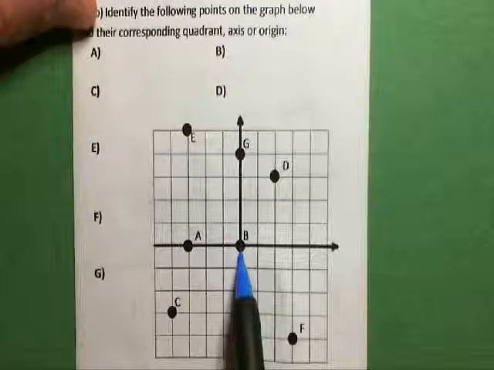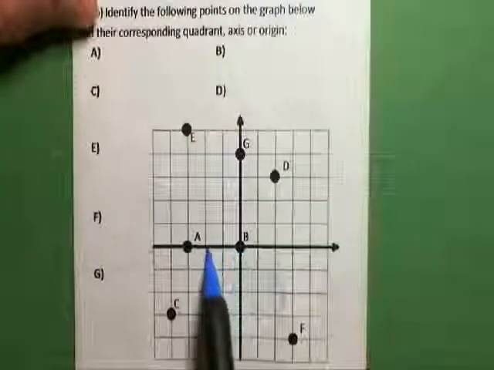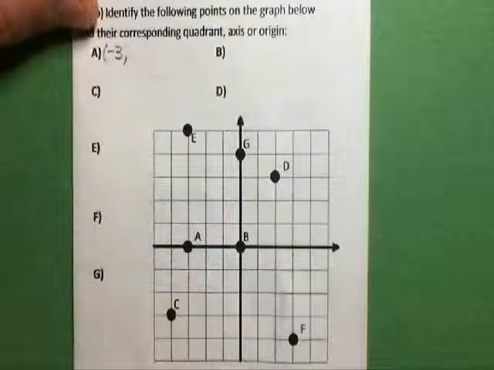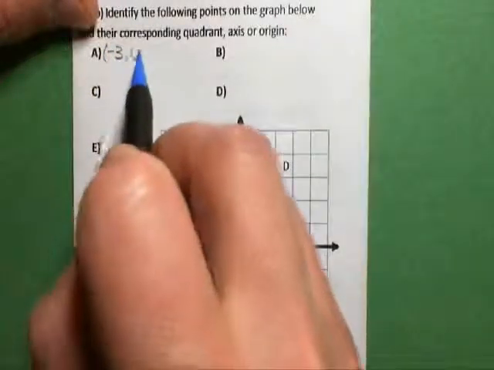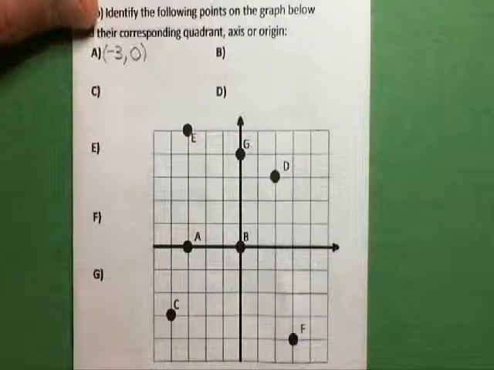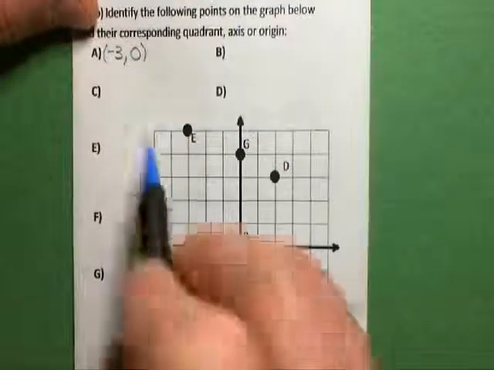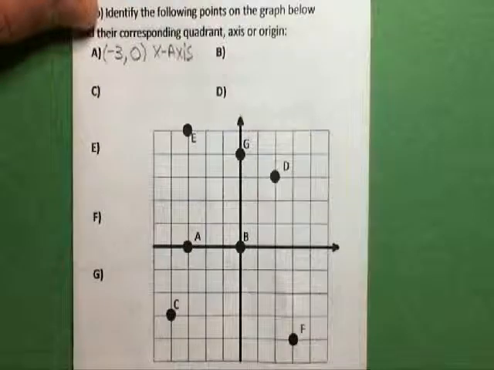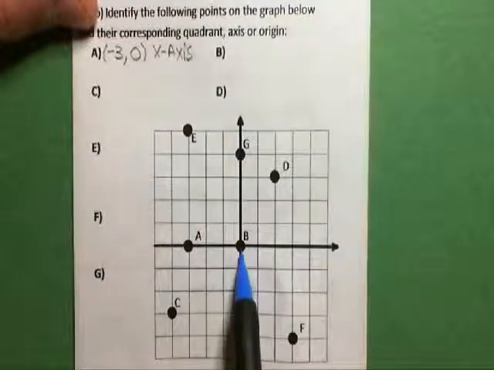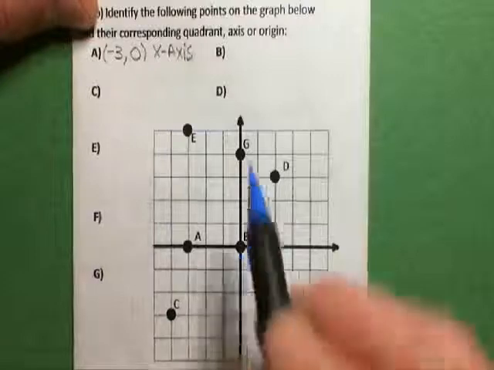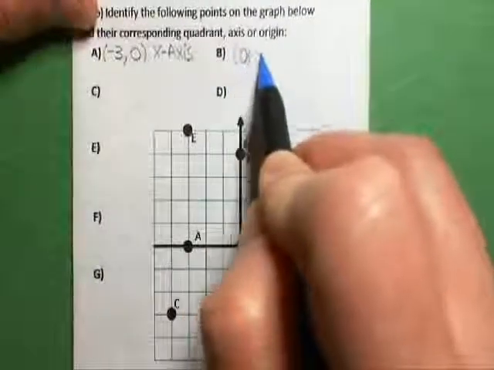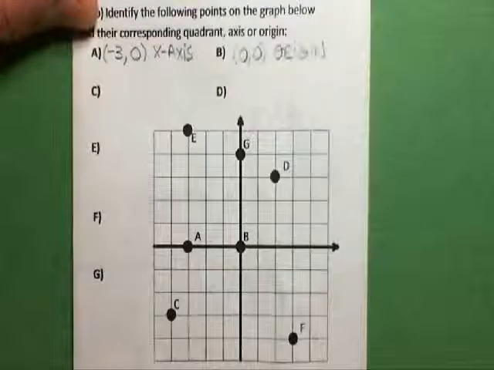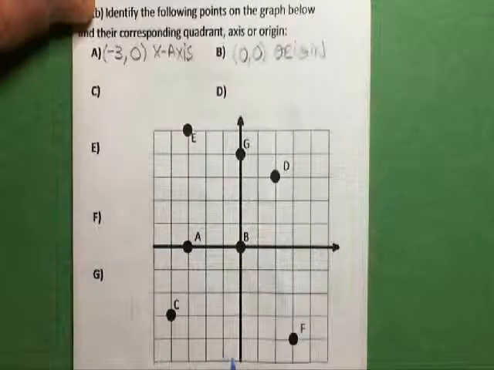So basically, to get there from the origin, you would have to go 1, 2, 3, so -3 to the left, and the second coordinate would be 0 because I don't go up or down, and this would be on the x-axis. Very well. Then let's identify letter B. Letter B is at the origin, and the origin is 0, 0. Alright, very well.